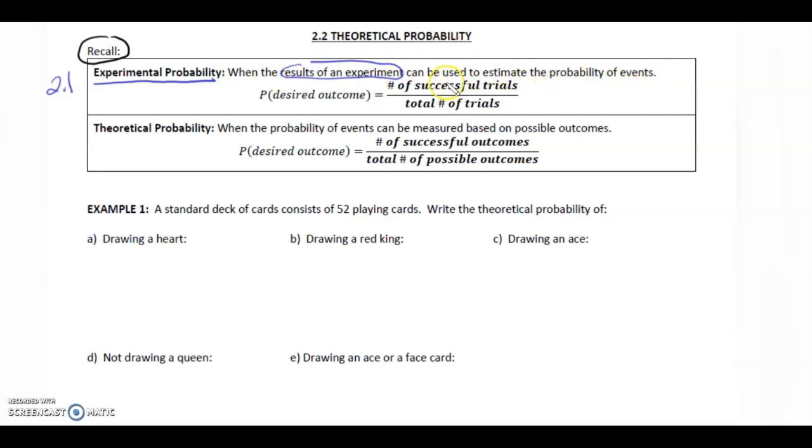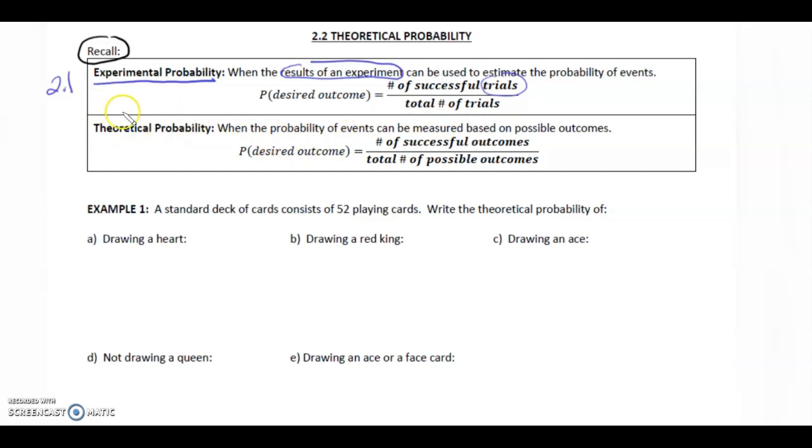So what we would do in that case is calculate the probability of whatever your desired outcome is, and that will equal the number of successful trials. I'm calling them trials because you actually did the trial, like you went through the motion of doing the experiment, over the total number of trials.